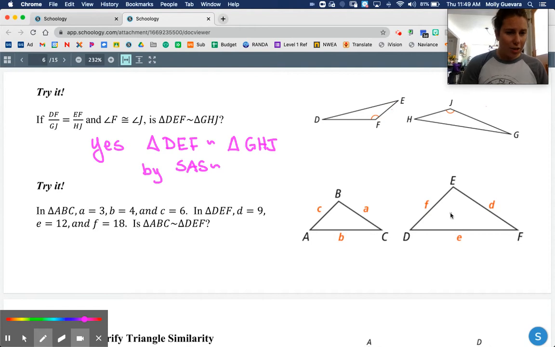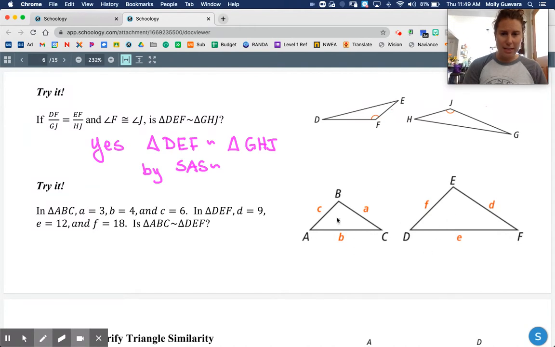And then our last try here, it says in triangle ABC, A is 3. Ooh, that's hard to read. I'll just write it next to it. A is 3. B is 4. C is 6. In DEF, D is 9. E is 12. F is 18. Are these two triangles similar?